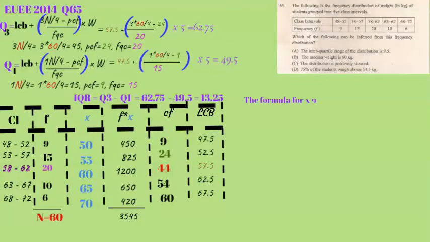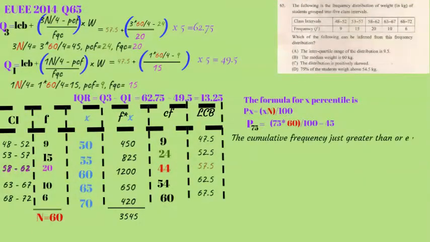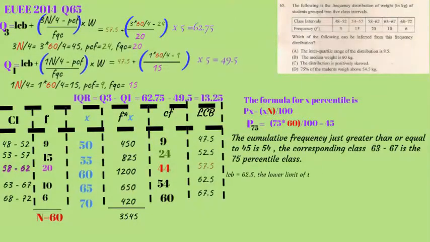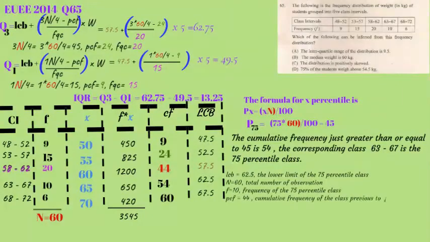So the interquartile range is going to be quartile 3 minus quartile 1, 62.75 minus 49.5, which is 13.25, which is not the same as the 9.5 given there. Next, we'll do the same thing for the percentile. The percentile is a direct formula, so I will let you read through it, follow this formula, and you'll find out.